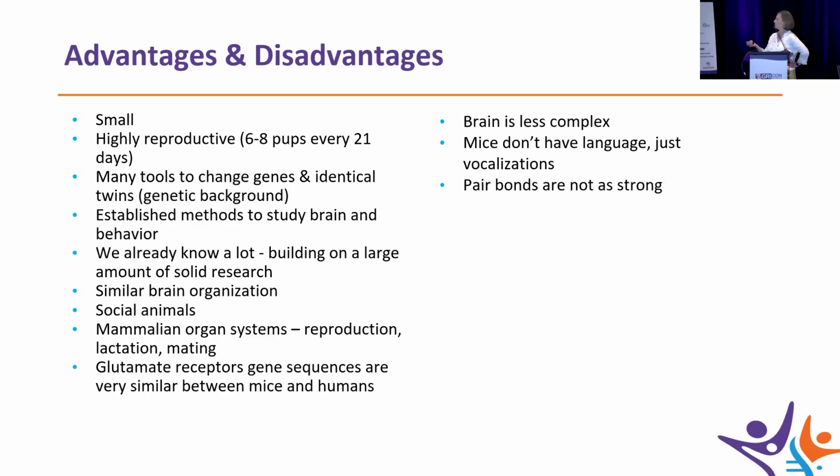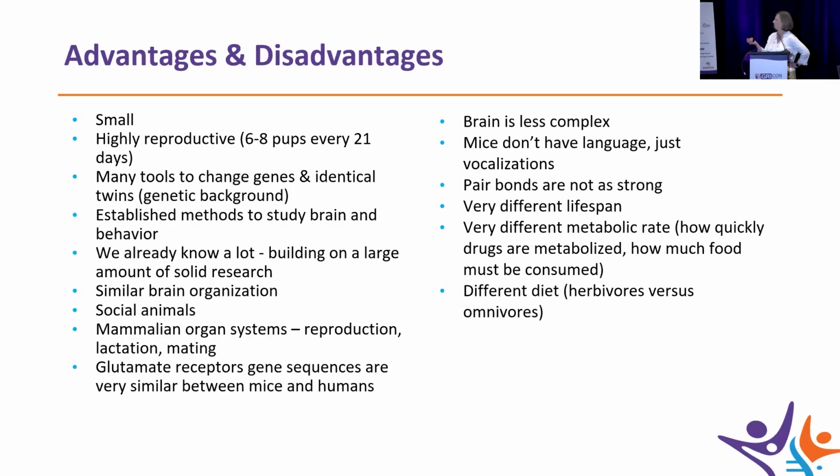Pair bonds are not as strong in mice as they are in humans. So they're social, but their social relationships are different. They have a very short lifespan of 2 years, so we can't study a lot of aging things. Very different metabolic rate.